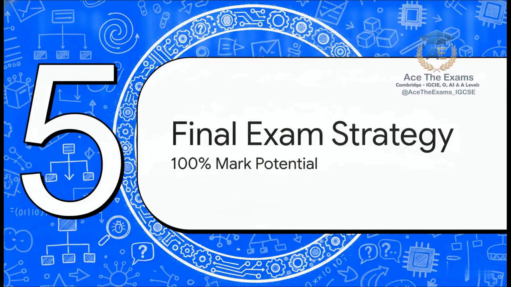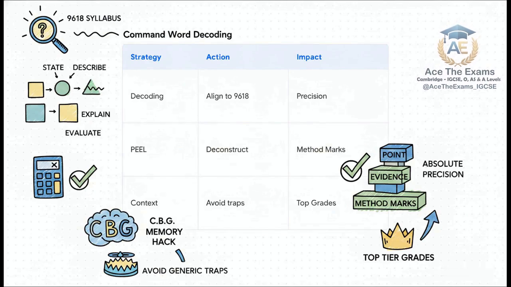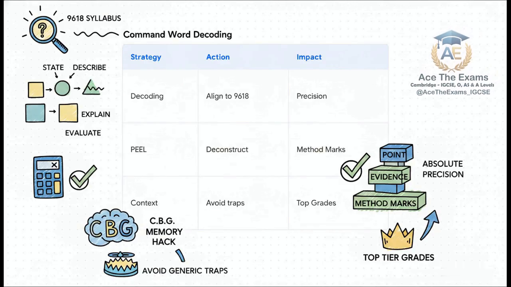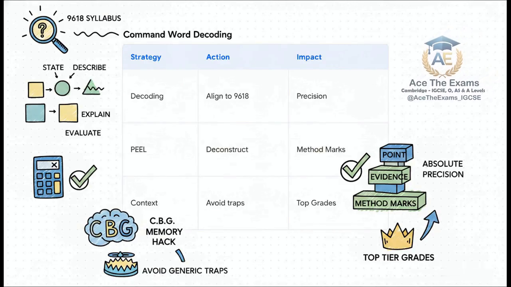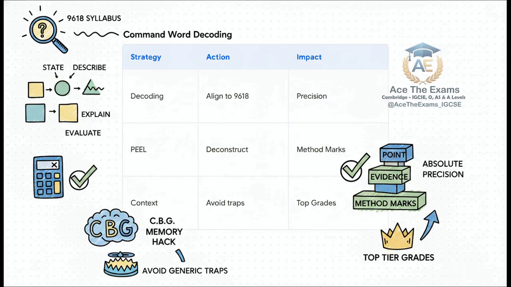And finally, Section 5, your final exam strategy to reach 100% mark potential. This is where we bring it all together. This matrix right here is how we combine algorithmic design, rigorous testing, and contextual analysis into one singular, powerful framework. This is essentially your ultimate cheat sheet that guarantees top marks. Let's look at the rows.